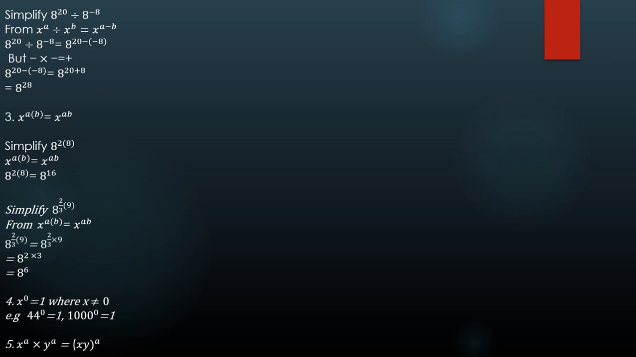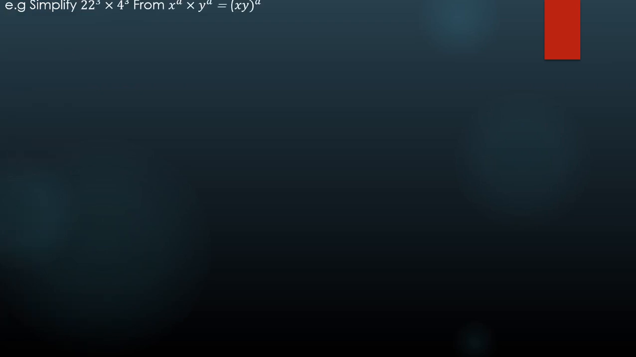Let's say we have 2 raised per 2 times 3 raised per 2. Now we have 2 as their powers. We can easily multiply their bases, 2 times 3, to give you 6 raised per 2. So that's what this is all about. Let's check out some examples.